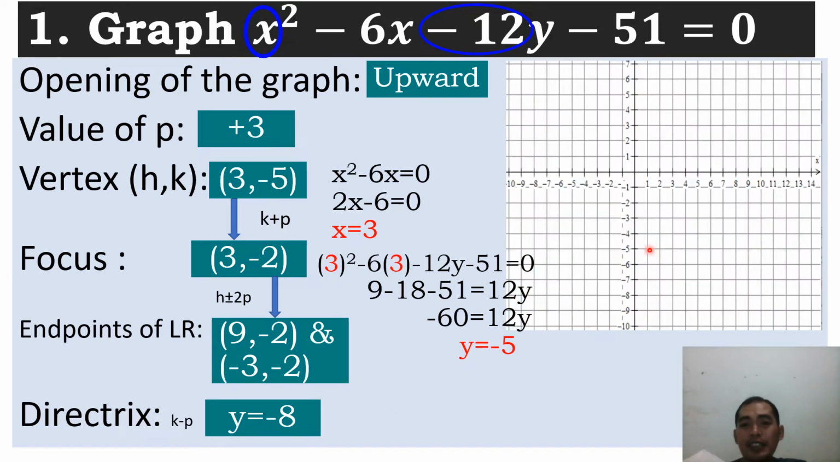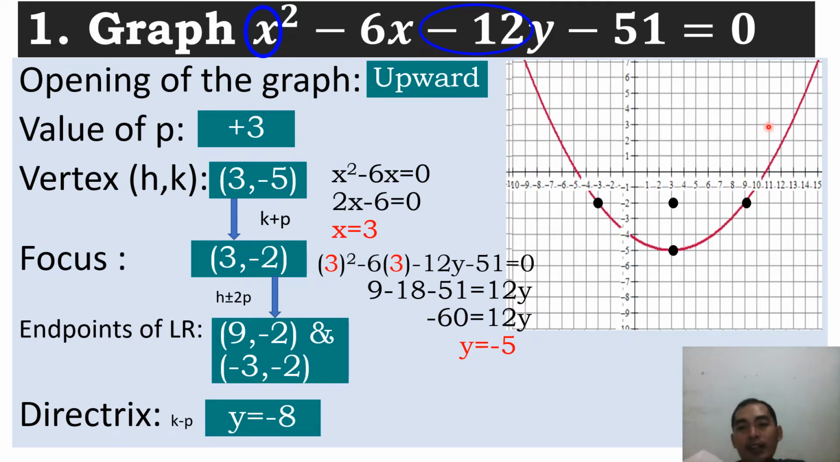We graph now. So, you make a Cartesian coordinate plane. Plot the vertex first. That's 3, negative 5 here. And then focus 3, negative 2. And then endpoints of the latus rectum is 9, negative 2. And then negative 3, negative 2. Then connect the points from the first endpoint of the latus rectum passing through the vertex, then to the other endpoint of the latus rectum to form a curve, and that is the graph of the parabola. How about directrix? Nandito yung negative 8 ng y, and that's the directrix.